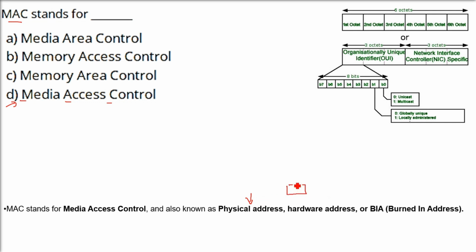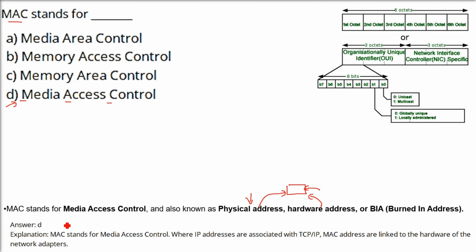Once the MAC address is given by say Cisco or Belkin or say Google, it can never change. So that is why we also call it a hardware address, or the company which has already bound this address into the network interface card, which is called the BIA, burned-in address. So the MAC stands for media access control, D.